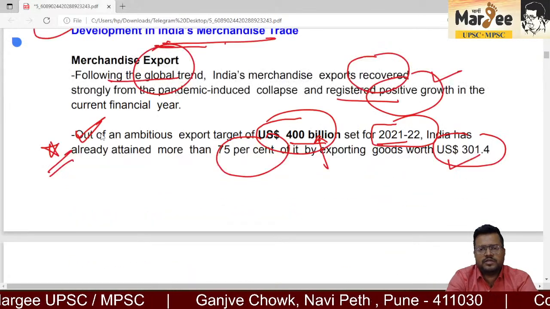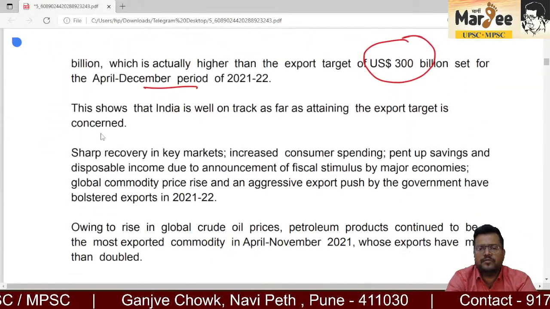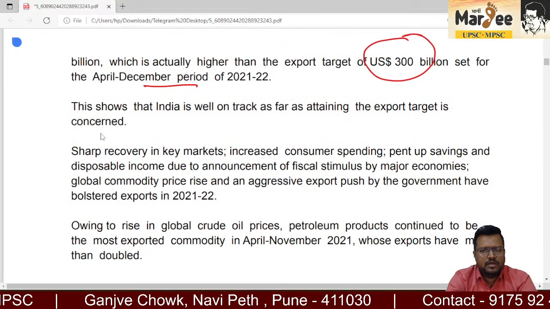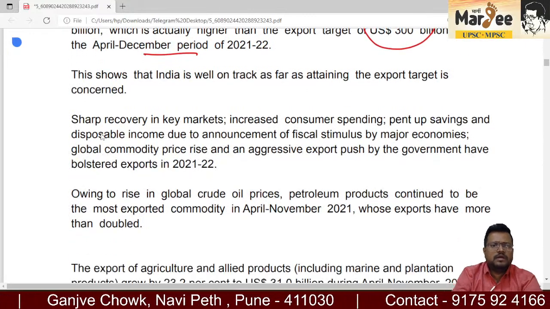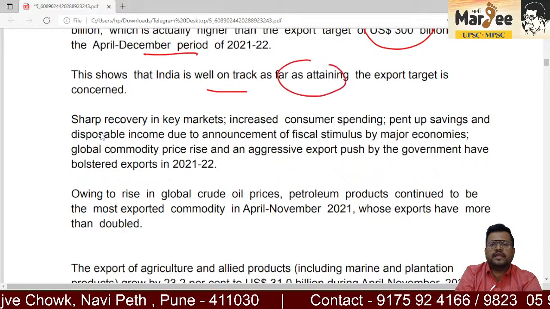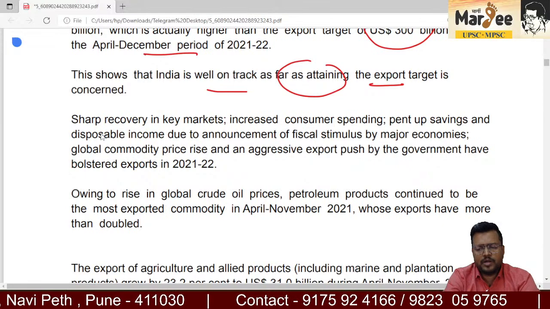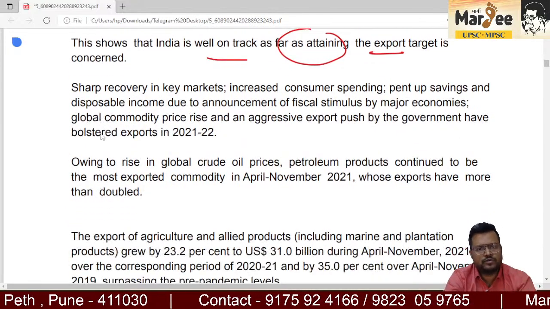सी व्हॉट इज आवर टार्गेट? $400 बिलियन. वी हॅव अचीव्ड इट. It's 75%. Then this means we are well on the track as far as attaining the export target is concerned. 75% आताच अचीव्ह झालेल्यामुळे आपण बऱ्यापैकी ट्रॅक वरती आहोत असं म्हणू शकतो.